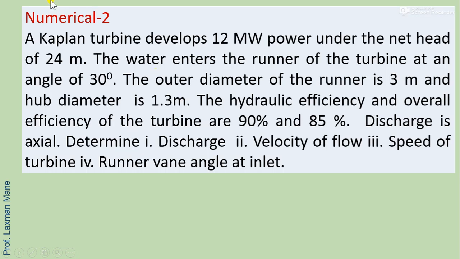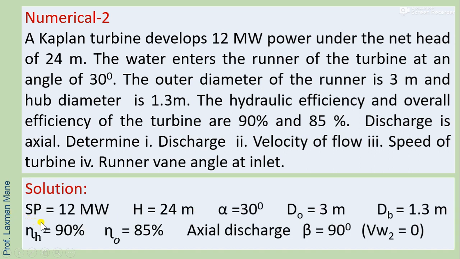Next, numerical number 2. In this, a Kaplan turbine is developing power in megawatts, head is given, angle at inlet, that is guide blade angle, is given, diameters are given, efficiencies are given, discharge is axial. So this statement is similar to the first numerical, but we will see a little change when we actually solve it. Let us summarize the data.